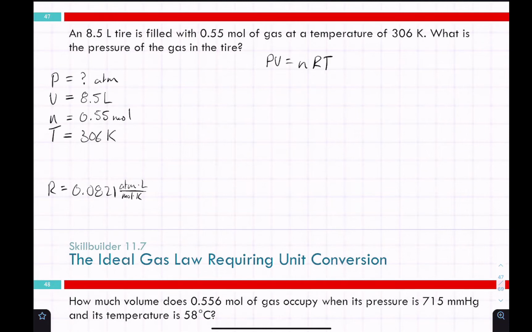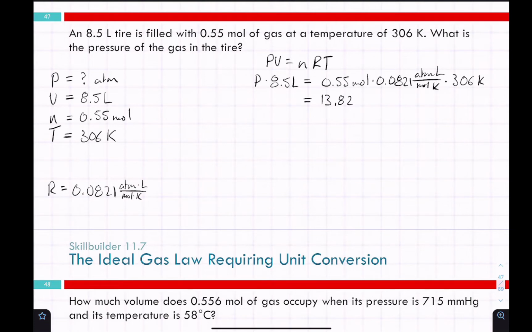And now we can just plug these things in. Pressure is the one we don't know. Volume, 8.5 liters, equals 0.55 moles times R, 0.0821 atmosphere liter per mole Kelvin, times 306 Kelvin. On the right side, we can take all those numbers and multiply them together: 0.55 times 0.0821 times 306. I need to take my calculator off of scientific mode. That is 13.82.